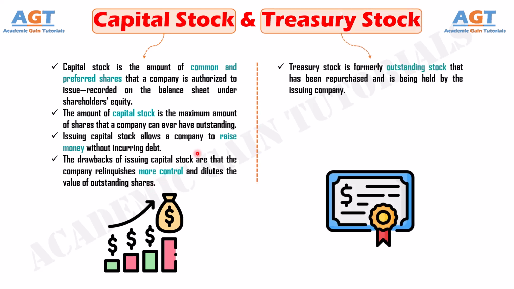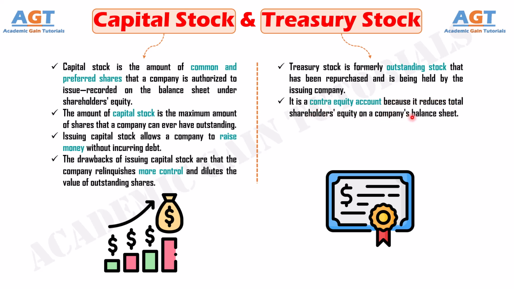On the other hand, treasury stock is formerly outstanding stock that has been repurchased and is being held by the issuing company. It is a contra-equity account because it reduces total shareholders' equity on a company's balance sheet. The cost method and the par value method are the two methods of recording treasury stock.